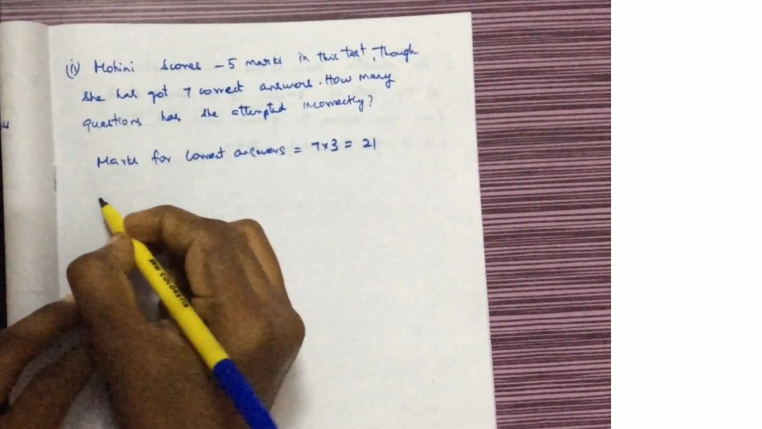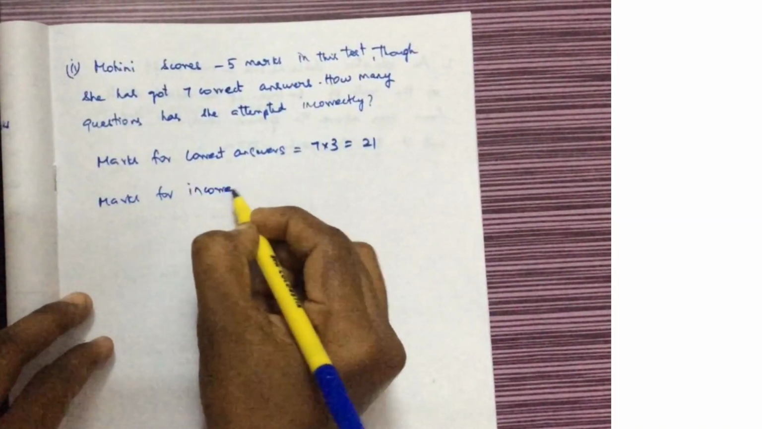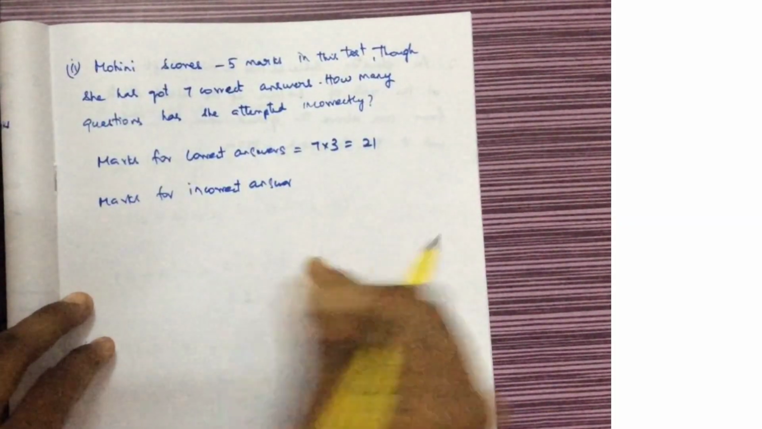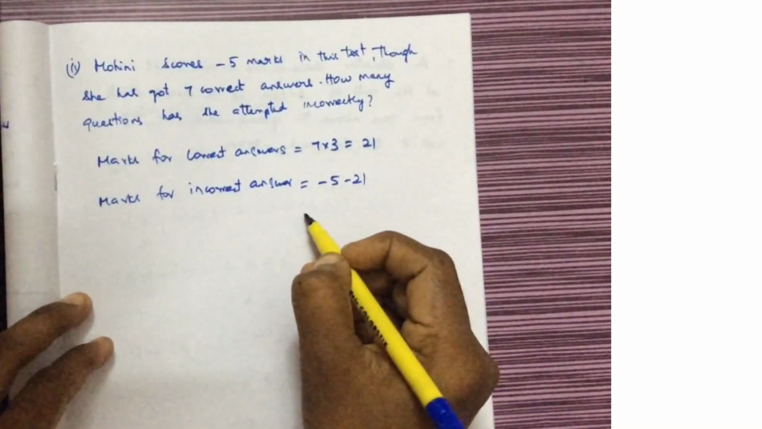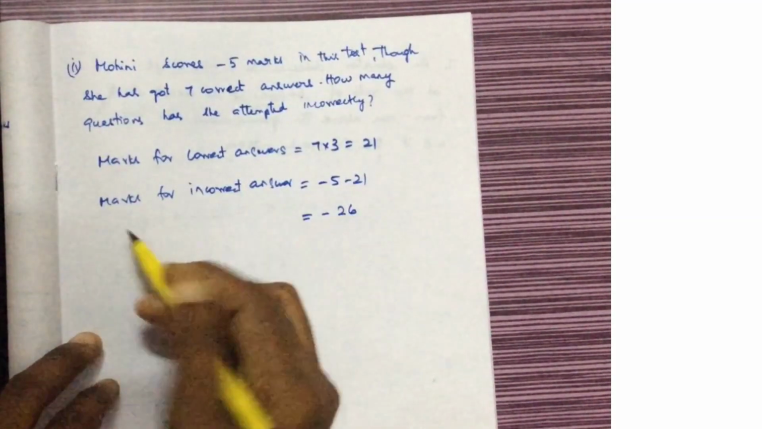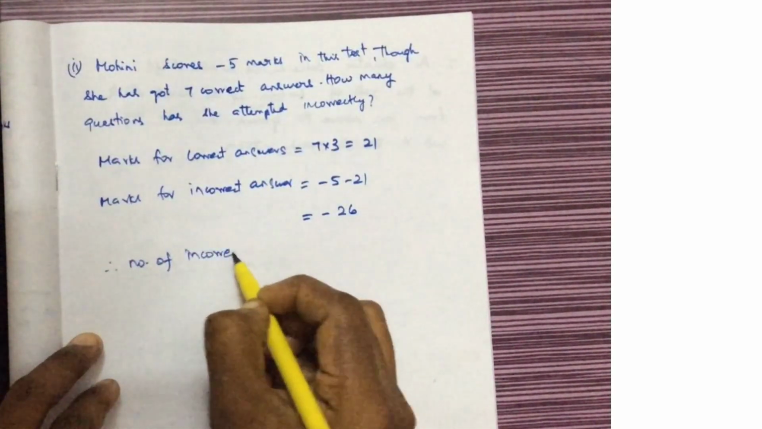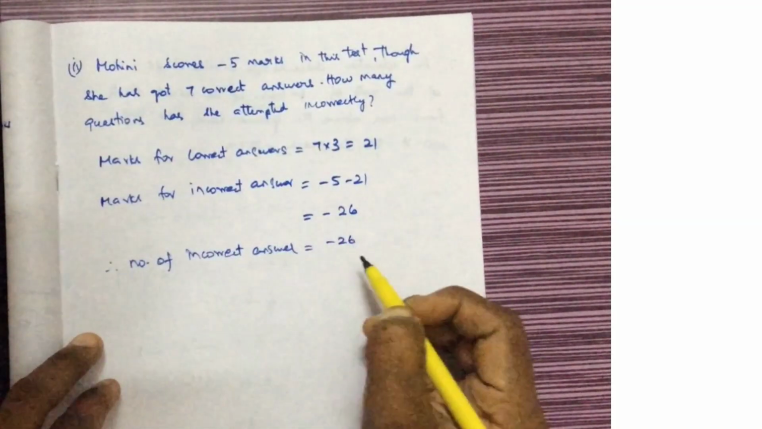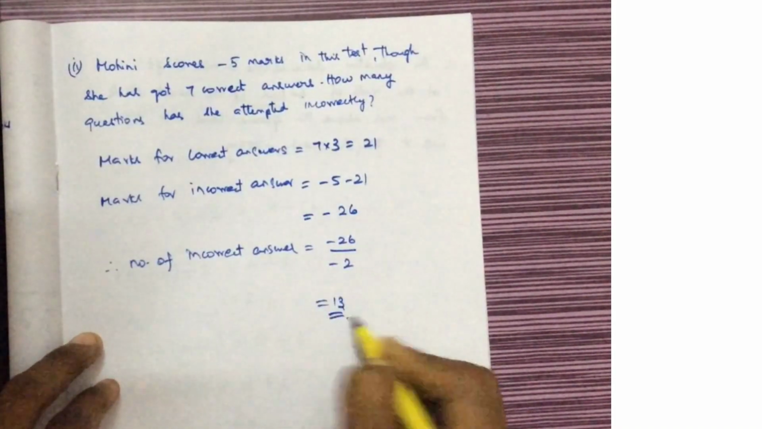So now we can find the marks for incorrect answers. The total score is minus 5 minus 21, that is equal to minus 26. Therefore the number of incorrect answers is minus 26 divided by minus 2, that is equal to 13.